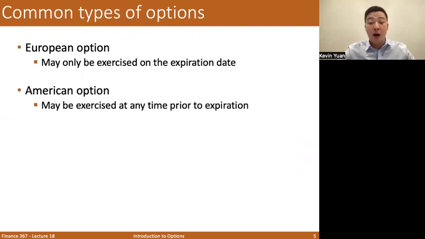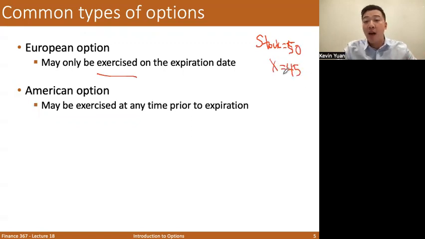There's European options that can only be exercised at the expiration date. And what we mean by exercised is executing the option. In other words, using it when it makes sense. So if the stock price is, let's say, I don't know, 50 and the strike price is 45 and you have a call option, well, this makes sense because you can buy it at 45 when the stock is 50. And we usually call this in the money.